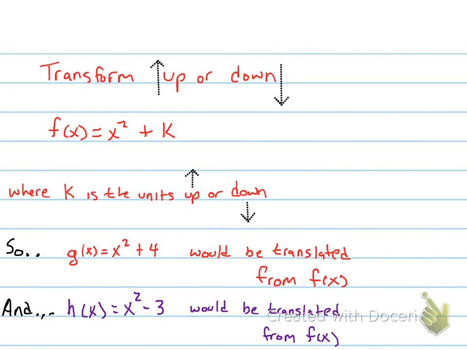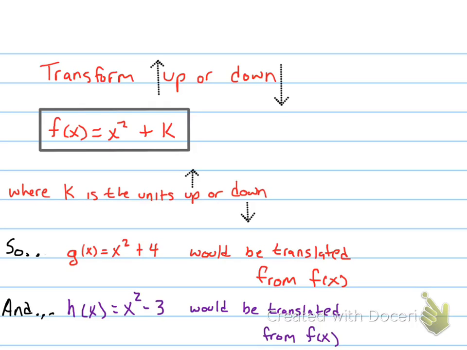Alright. So transforming up or down, it's going to look like this. F of x equals x squared plus k, where k is the units going up or down.